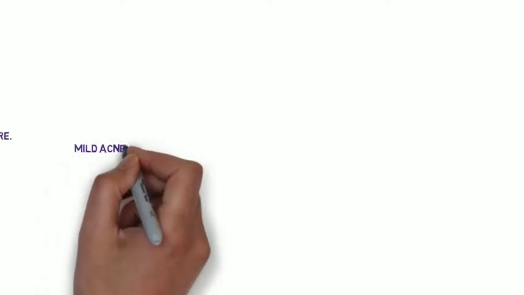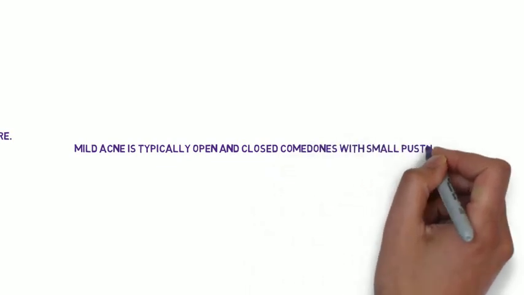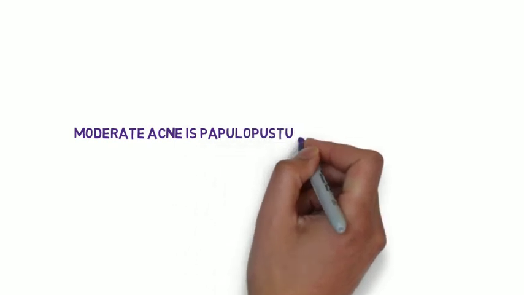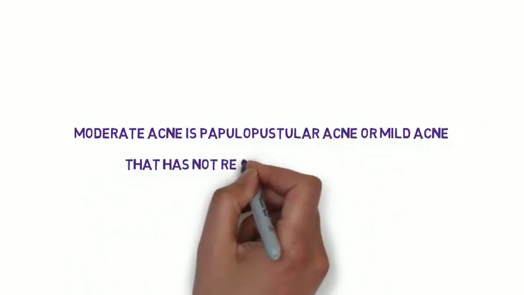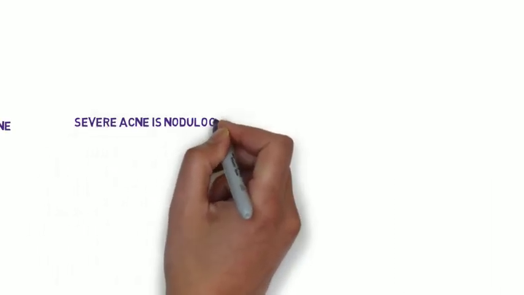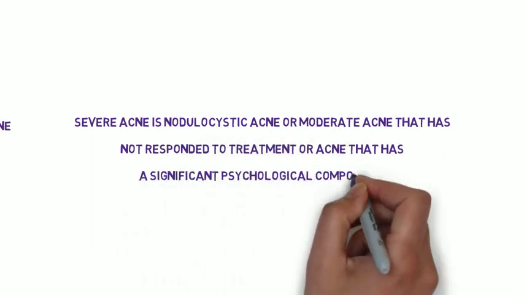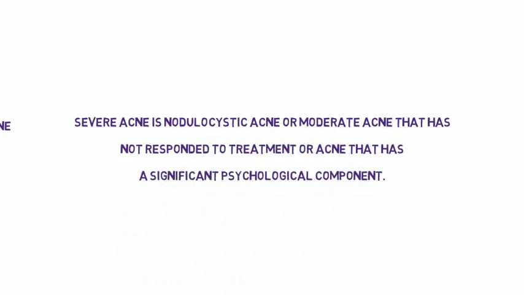Mild acne is typically open and closed comedones with small pustules. Moderate acne is typically papulopustular, or mild acne that has not responded to treatment. Severe acne is nodulocystic acne, or moderate acne that has not responded to treatment, or acne that has significant psychological impact.